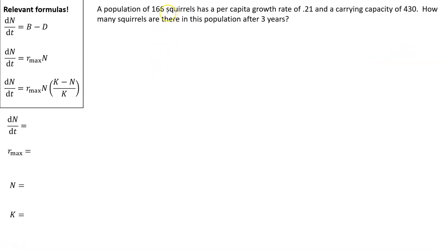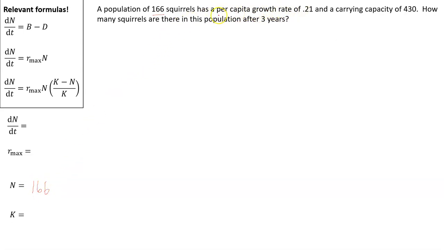Okay, so let's take a peek at this problem. This should look somewhat familiar because I'm using some of the same numbers from the exponential growth problem, and there's a reason for that, which I will expound upon in a bit. A population of 166 squirrels, right? That's what we're starting with. So for n, our starting n, I'm going to put 166. That's the number of squirrels we're starting with.